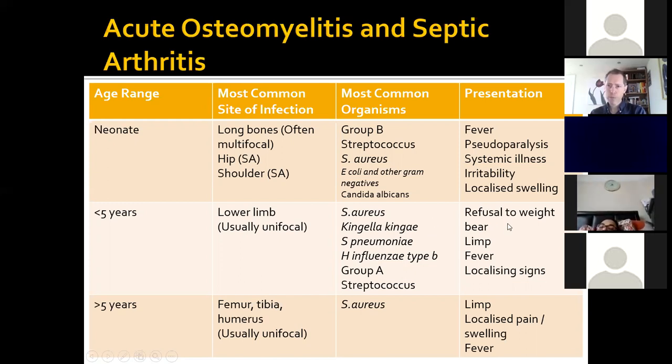And it manifests with refusal to weight bear, limp, fever, and often localizing signs. And then over 5 years, femur, tibia, and humerus are the most common. It's mostly unifocal, and Staph aureus is far and away the most common organism, with others representing a very small proportion. And usually you have quite clear localizing features.